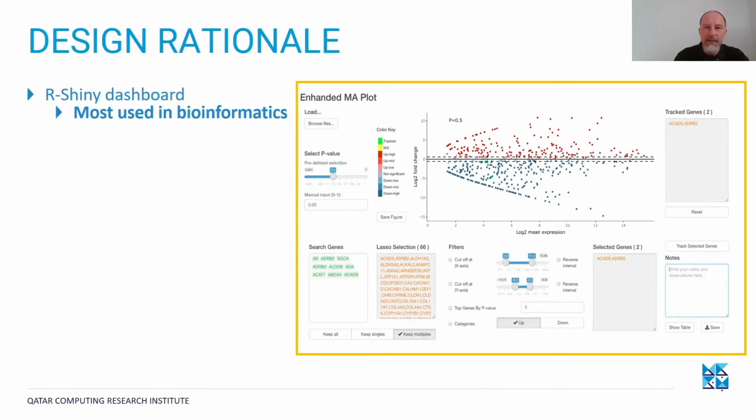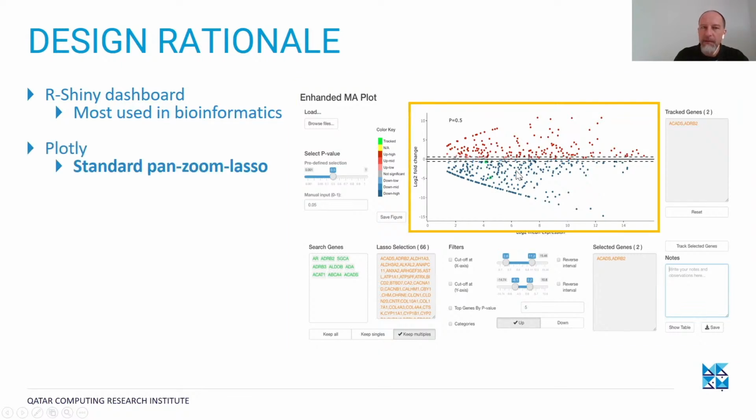So we designed this dashboard with R-Shiny. R is the most used language in bioinformatics, and Shiny is an R package toolbox which allows developing interactive visualization that can be opened in the browser. In this dashboard, the main central part, of course, is the MA plot, which allows for standard pan, zoom, and lasso interactions. And the rest of the dashboard is organized this way.